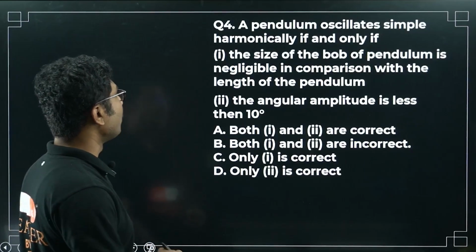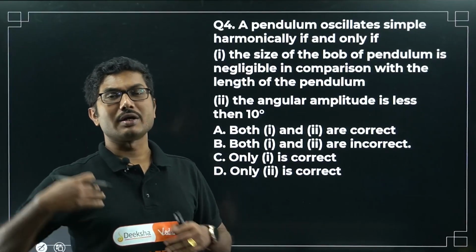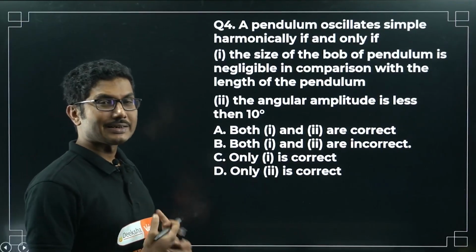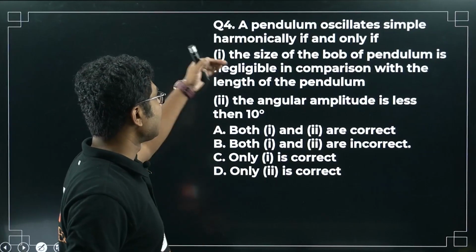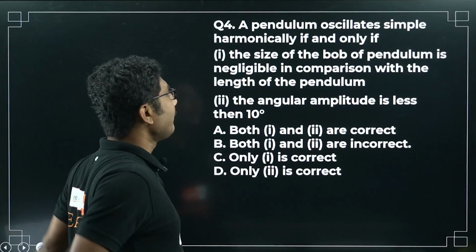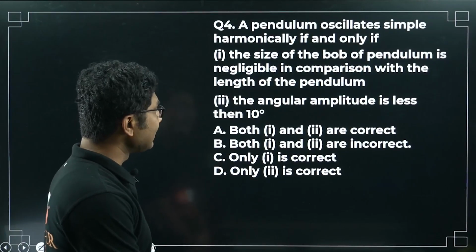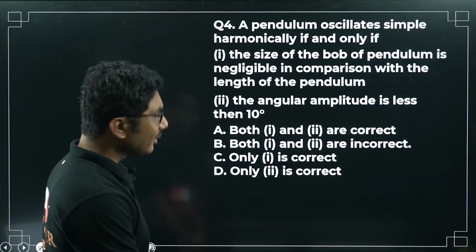Next, question number 4. This kind of question, statement based questions, you have to read, figure it out quickly and answer in less than 20 seconds. That is the best way, right? Now this is a statement based question. A pendulum oscillates simple harmonically if and only if the size of the bob of the pendulum is negligible in comparison to the length of the pendulum.